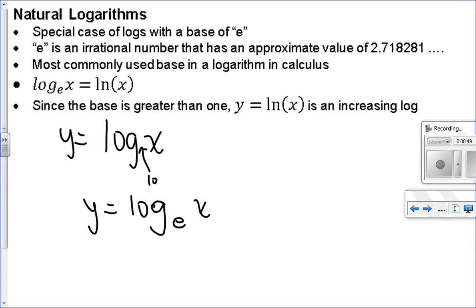So if I were to take a log with a base of e, which is about 2.7, first thing I know is it's an increasing log graph. Second thing, because it's such a special base, it has a special name. So the log base e of x is actually called ln x, which is natural log. So it's a log with a base of e, but it has its own name, which is ln x. Okay, so it's an increasing log function because we know the value of e is about 2.7. So that's what a natural log is.